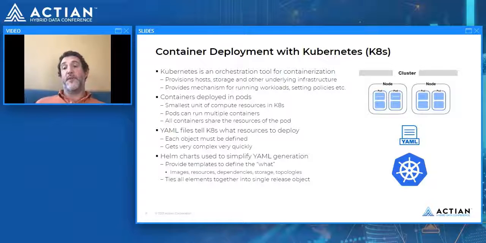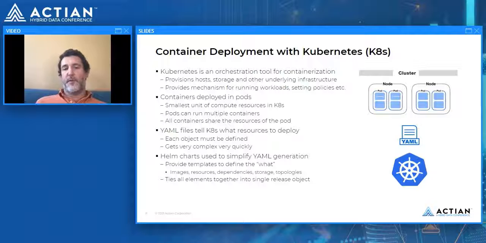Now, all this is a lot of information, a lot of things to configure, and the way Kubernetes handles this is with YAML files. Every single resource that's deployed within Kubernetes has to be defined using a YAML file. Even with fairly simple applications, when you're talking about storage, image, maybe network infrastructure, permissions, you can very quickly have to deal with a lot of different YAML files, and it gets very complex very quickly.